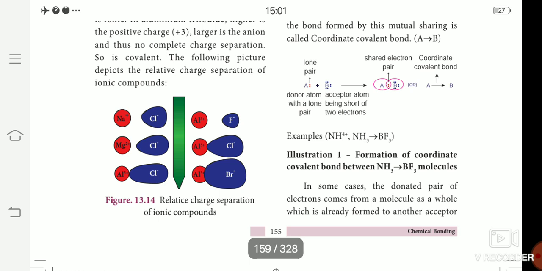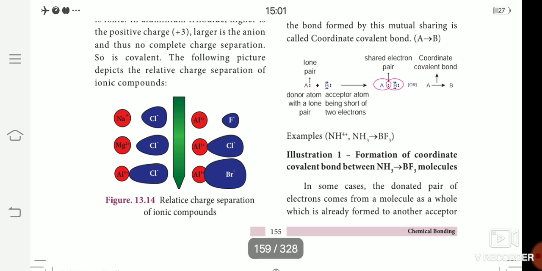This rule is related to the charge separation of ionic compounds. Ionic compounds mean two or more atoms combined through charges, one positively charged and the other negatively charged. For example, sodium chloride: sodium gets a positive charge and chlorine gets a negative charge.